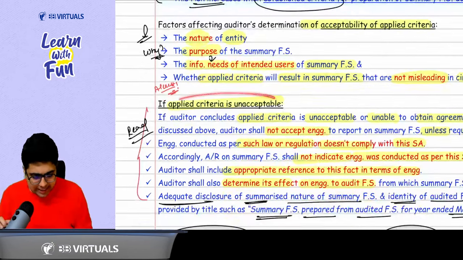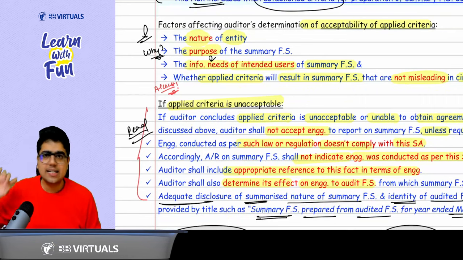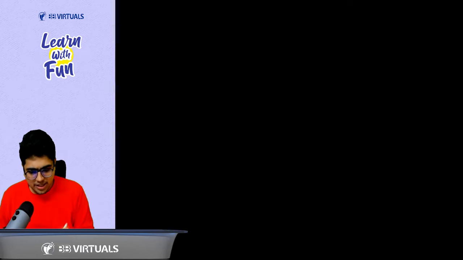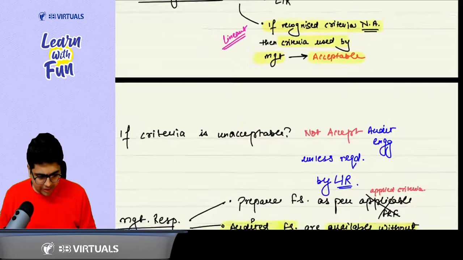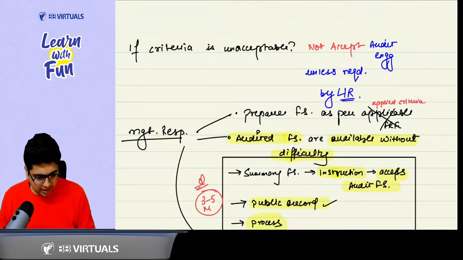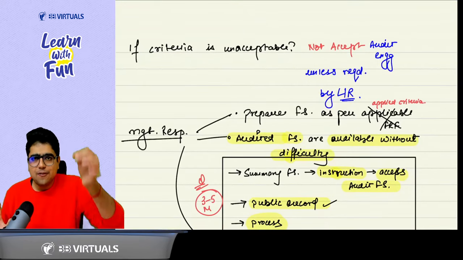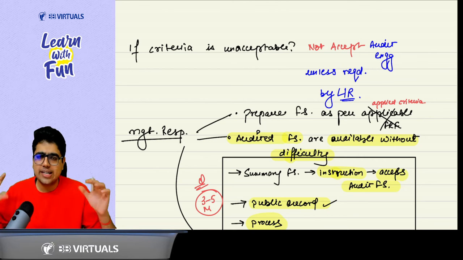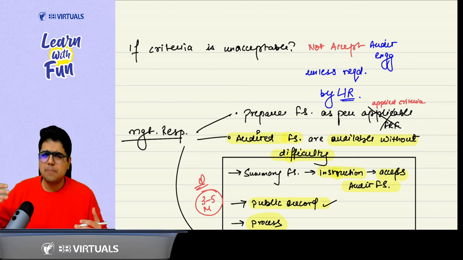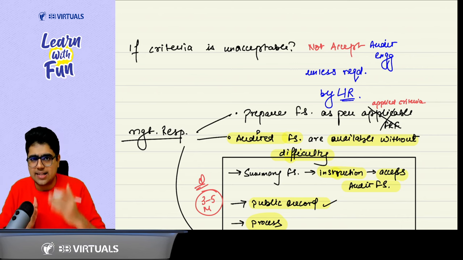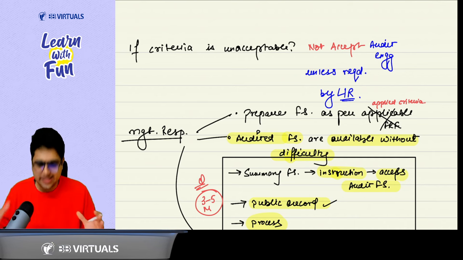If the applied criteria is unacceptable to you, then in that case, don't accept the audit engagement, unless required by law or regulation. If law or regulation requires you to accept the audit engagement, then you can accept it. But in that case, it will not be considered an audit done as per the Standards on Auditing. Is this part clear?